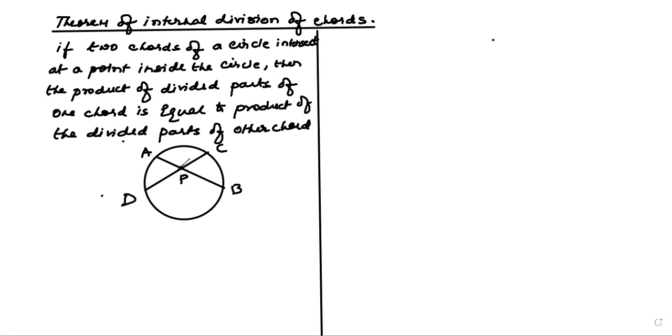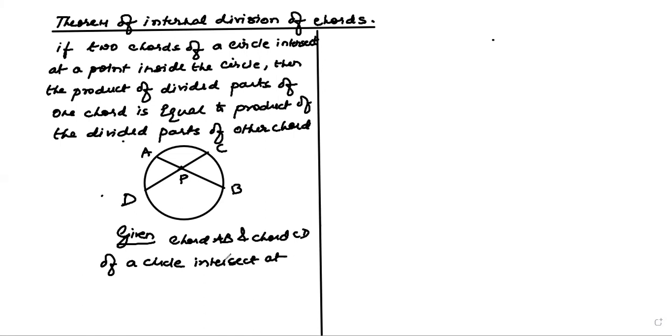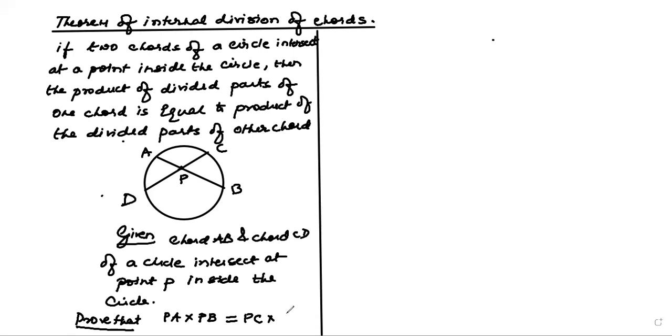If two chords of the same circle intersect at a point inside a circle, then the product of the divided parts of one chord is equal to the product of the divided parts of the other chord. I don't think it should be asked in a statement form, but it may come in the given form. Given: chord AB and chord CD of a circle intersect at point P inside the circle. You have to prove that the product of the divided parts of one chord, PA into PB, is equal to PC into PD.